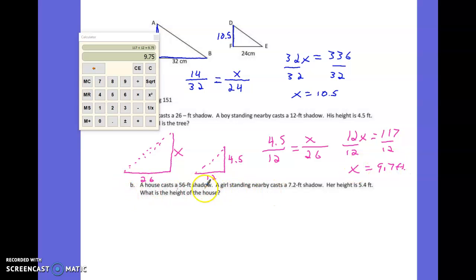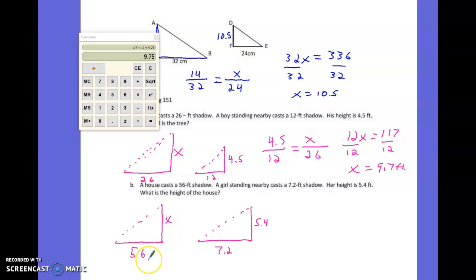All right, so this is the exact same type of problem. We could set it up. A house casts a shadow of 56 feet. So maybe this is the house. This is the shadow, on the ground, 56 feet. A girl standing nearby casts a shadow of 7.2 feet. Her height is given to us: 5.4. All right, this is our triangle, so we can talk about similar triangles. What is the height of the house?